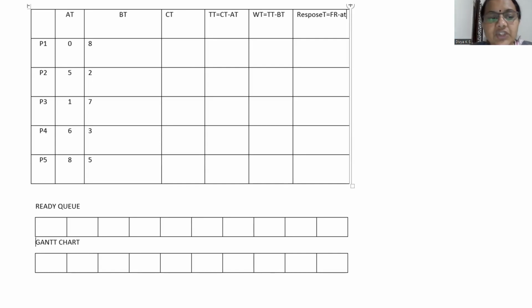But here it is suggested that you have to draw a ready queue, because once a process comes off the CPU, we change it and keep it in a ready queue, and the next process will come. It keeps changing, so we have to draw a ready queue also for this particular question. In this question, the time quantum I kept is 3 units. We'll see how it works now. These are the processes P1, P2, P3, P4, P5, and these are the arrival times.